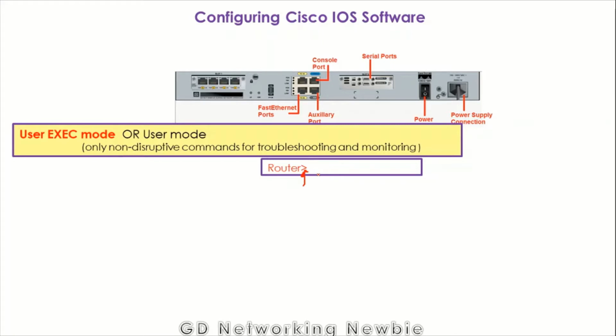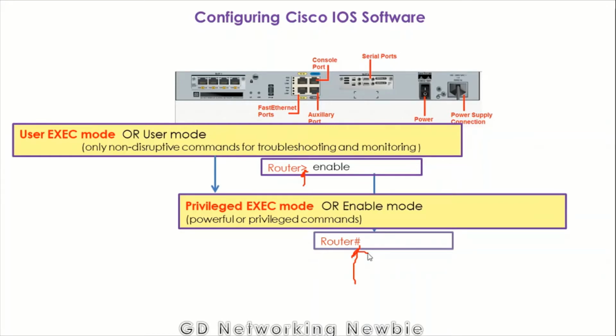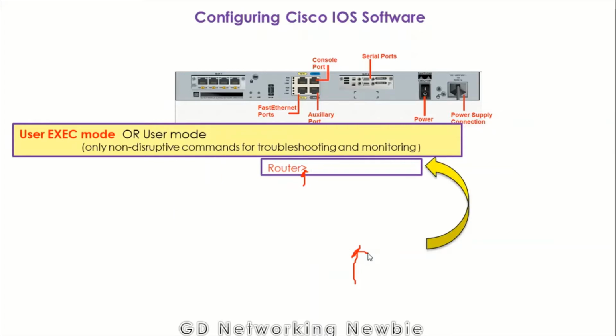Now from the user mode, if you want to go to the privileged mode, where we can run more powerful commands, we use a command that is enable, and after pressing enter, we will move to the privileged mode, and you can see the sign of this hash. So this sign shows that now we are in the privileged mode. And this privilege mode allows us to run more powerful privileged commands. And now if you want to go back from this privilege mode to the user mode, we use another command that is disable. And this disable command will move us back to the user mode. Clear? We will do this in Cisco Packet Tracer as well. Just the theory part.